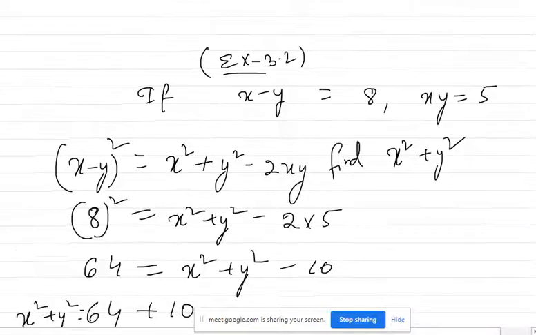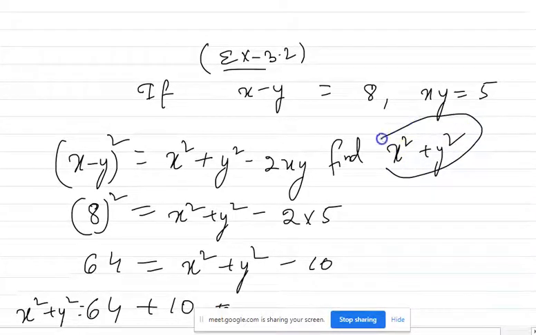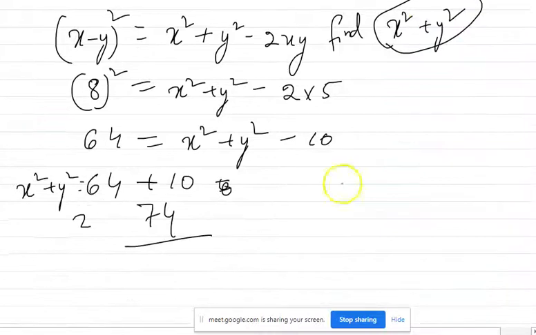In the question, what they are asking, we have to find the value of x square plus y square. So here we have got the value of x square plus y square, that is 74. All right.